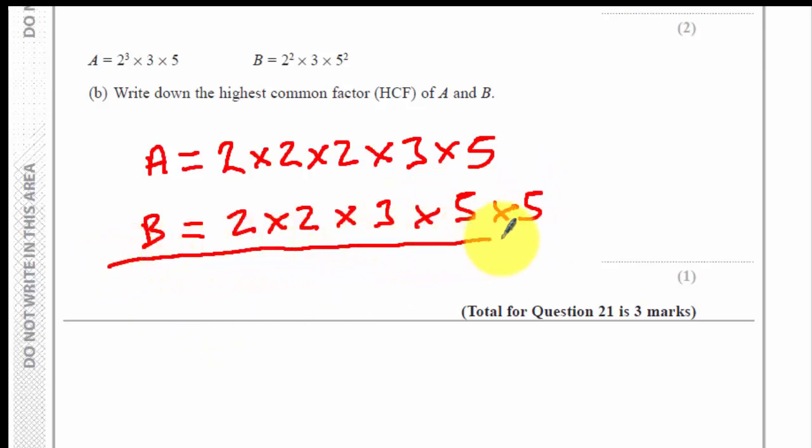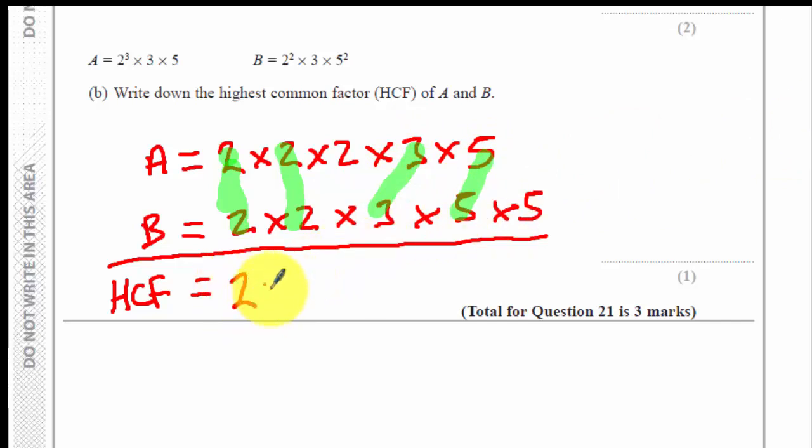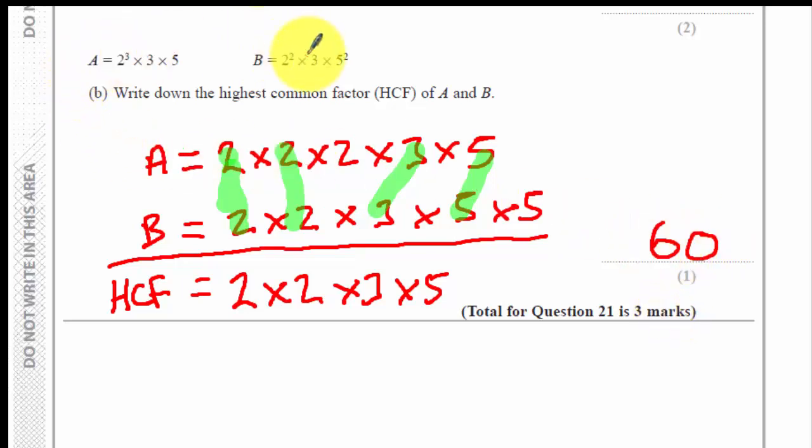The highest common factor is the biggest number that will go into A and B, so it will be the one that has prime factors in both. So it's going to be 2 times 2. Now this 2 hasn't got a partner down here, so that's missed out, times 3 times 5. So I need to write down 2 times 2 times 3 times 5, and that comes to 60. 60 is the biggest number that goes into A and B.